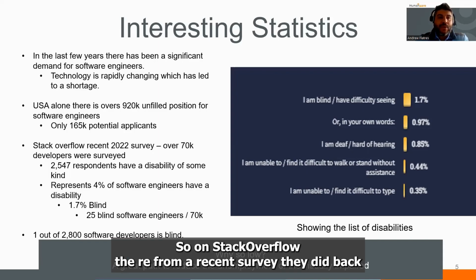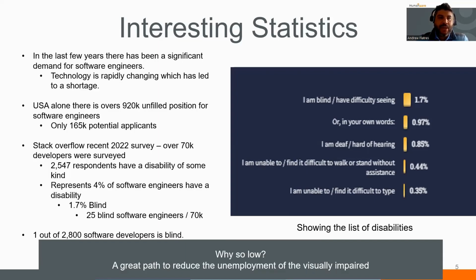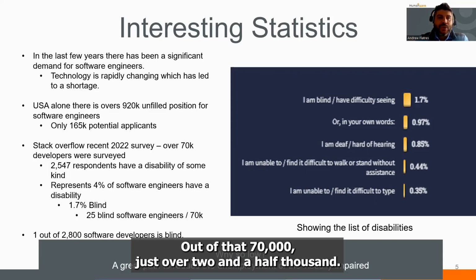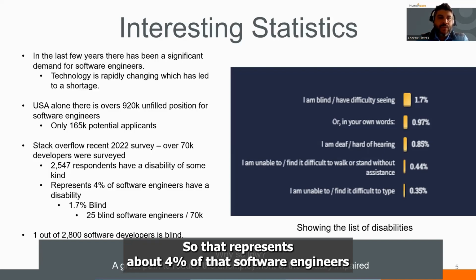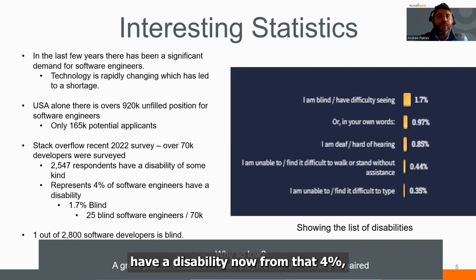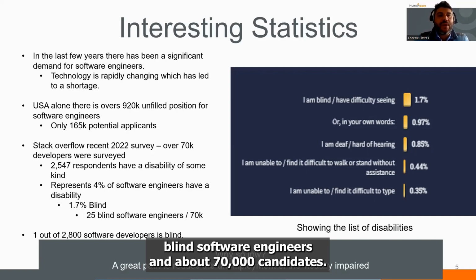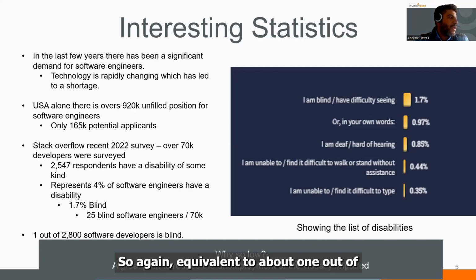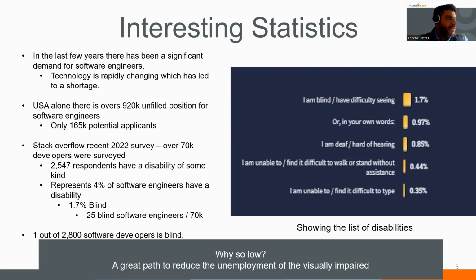Some other statistics here. On Stack Overflow, from a recent survey they did back in 2022, over 70,000 developers were surveyed. Out of that 70,000, just over 2,500 responded that they had some kind of disability. So that represents about 4% of software engineers having a disability. Now, from that 4%, 1.7% were blind, giving us potentially a total of 25 blind software engineers out of those 70,000 candidates. So again, equivalent to about 1 out of 2,800 software developers being blind.